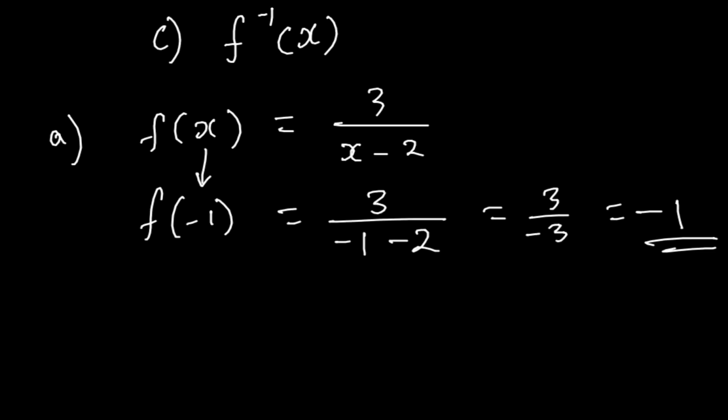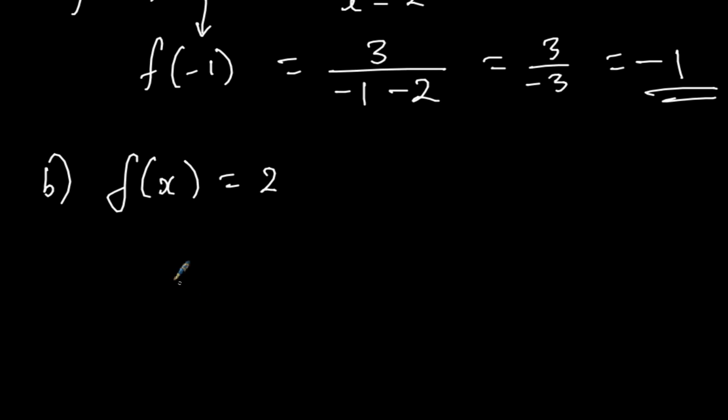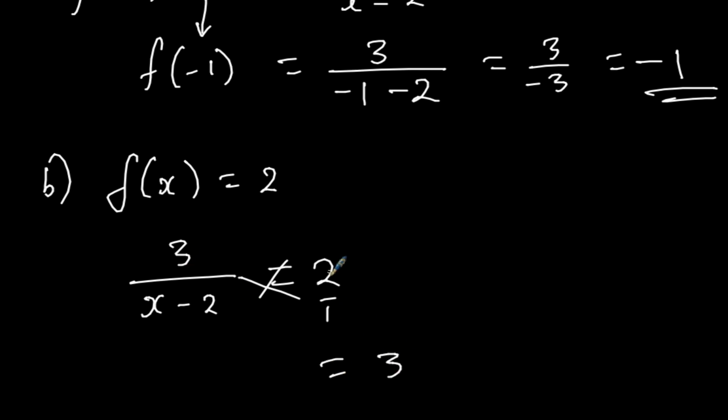And then part B, we are told that the function is equal to 2, and we are supposed to find the value of x. Since the function is 3 over x minus 2, and it is equated to 2, we have to solve this by cross multiplying. So I can first give that a denominator of 1 and cross multiply: the 3 multiplies with the 1, which will give us 3, and this 2 multiplies with x minus 2 to give us 2x minus 4.